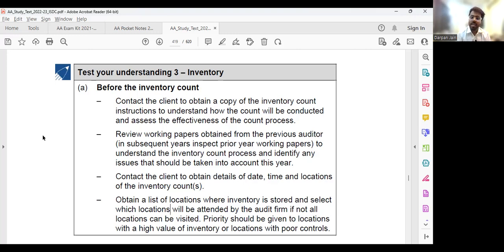Next, you can contact the client for details of date, time, and location of inventory count. Where is that inventory count happening? What is going to be the date? What is going to be the time for that inventory count? You can obtain details about that.